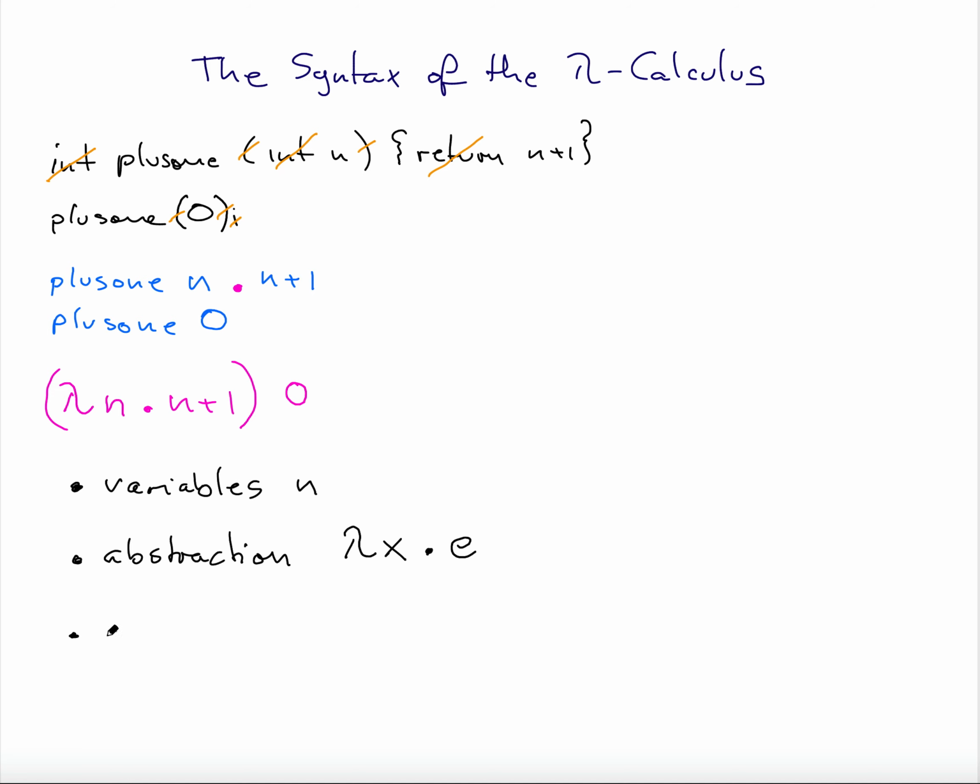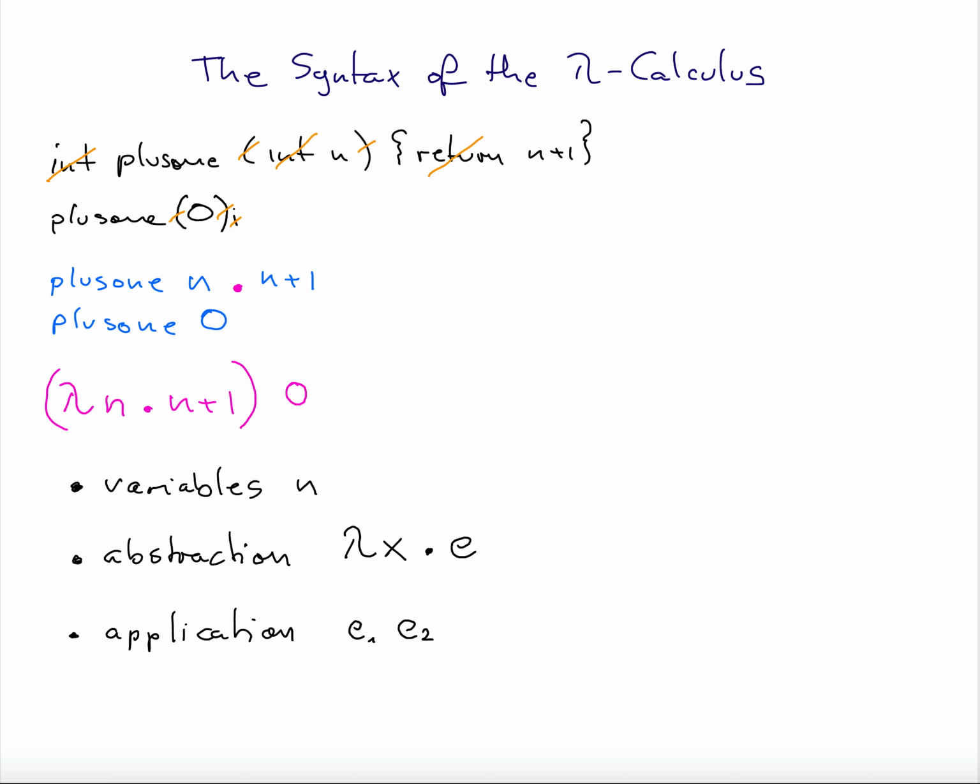And then we have application. We can apply a function to an argument. And application is just written, sometimes we say juxtaposition. So we just put the two lambda expressions next to each other. So there's no symbol for application. As I said, the idea is to be as concise and short as possible. Okay, is that all? Yes, basically, that's all.